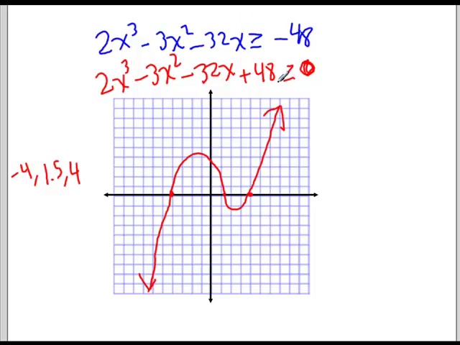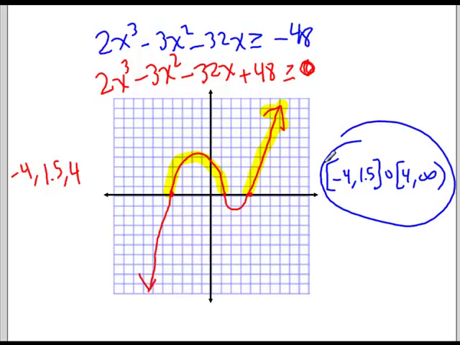So, when is that greater than or equal to 0? These points. Okay, well, where is that? Closed bracket, because it's equal to. It's going to be negative 4 to 1.5 union 4 to infinity. Bada bing, bada boom. Done.